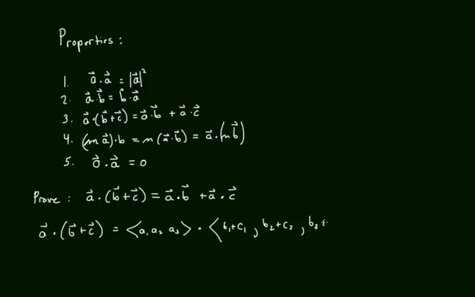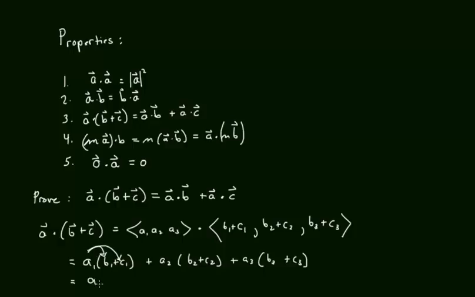B2 plus C2 and B3 plus C3. So now if we use the definition and multiply corresponding components and then add, we're going to have A1 (B1 plus C1) plus A2 (B2 plus C2) plus A3 (B3 plus C3). Now since these are scalar quantities, I can distribute ordinarily, and so I have A1 B1 plus A1 C1 plus A2 B2 plus A2 C2 plus A3 B3 plus A3 C3.